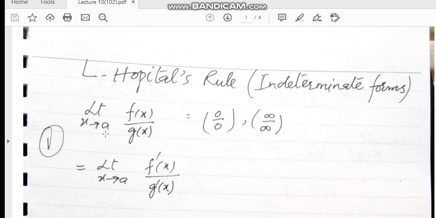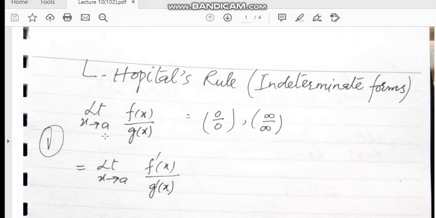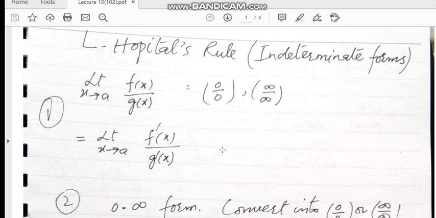Limit when x approaches a of f of x over g of x. This is the rational function, and this rational function is equal to this function, that is the derivative of the numerator and derivative of the denominator at the same limit. These are at finite points, and these questions could be at infinite points as well, such as infinity.